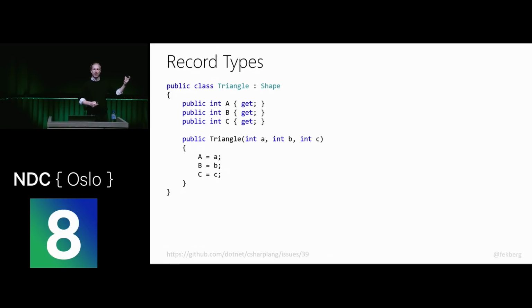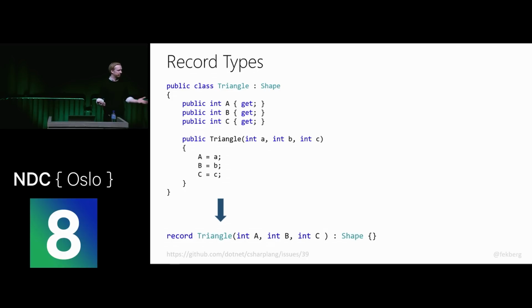We have this thing here, it's a triangle. It inherits from some abstract class. We have these set of properties, we want the constructor, we want the equality checks, and so forth. We just want all of these standard things for our data objects. Why not just allow us to say, well, this is a record of a triangle. It has a side A, B, and C, and it inherits from shape. It would be great to be able to do this.